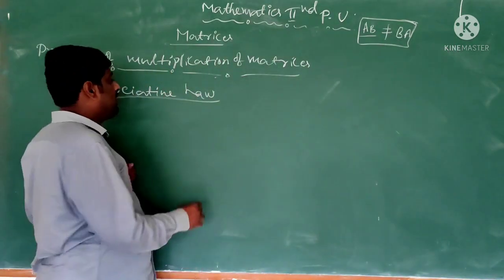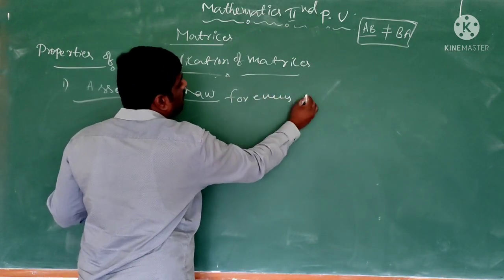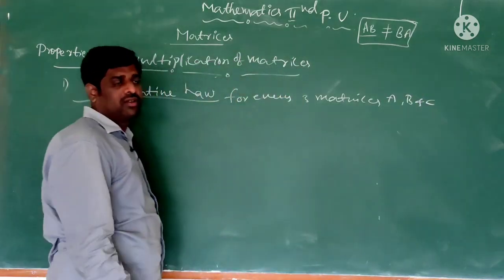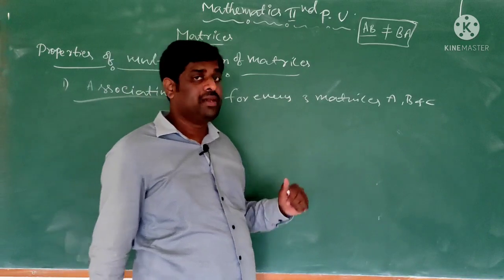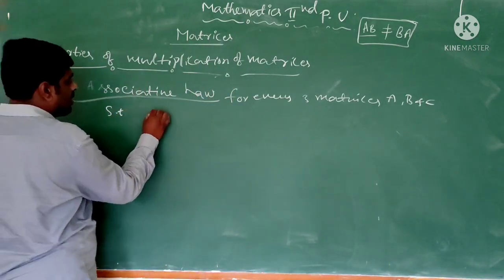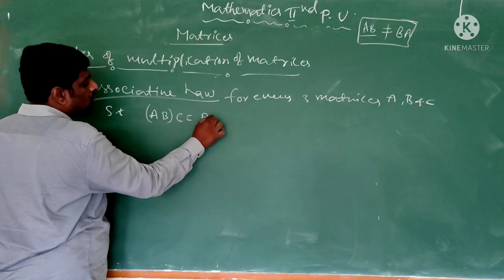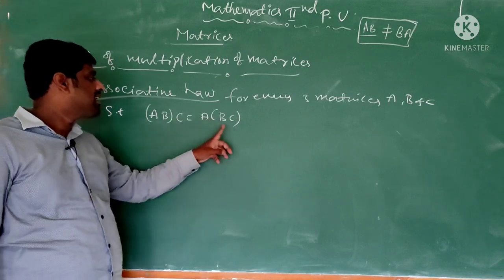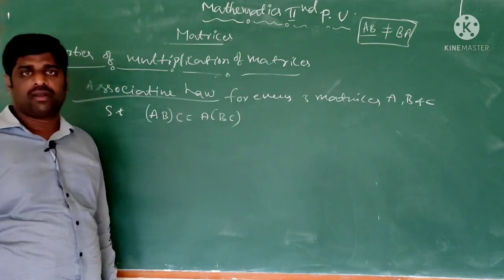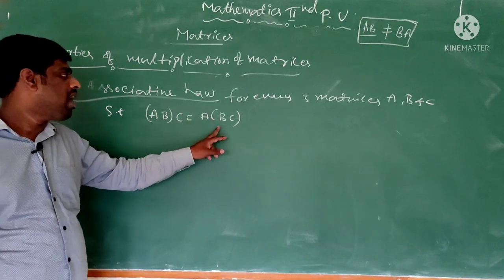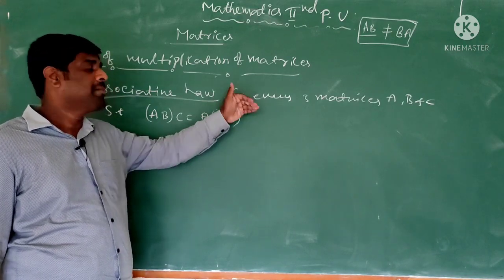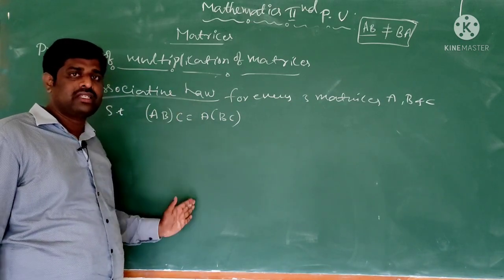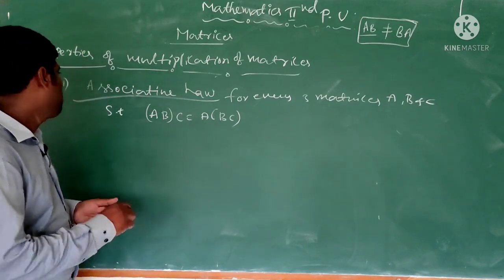Okay, for every three matrices, so A comma B and C, for every three square matrices A, B and C, such that AB of C is equal to A of BC. So now associative law is satisfying. I will take one example and show how it is satisfied. So AB of C is equal to A of BC. This is associative law under multiplication. It is satisfying both the operations. Okay, associative law is satisfying under addition and also under multiplication.